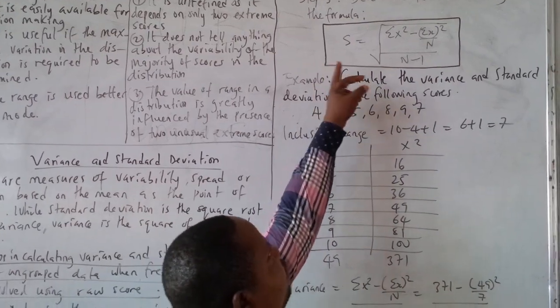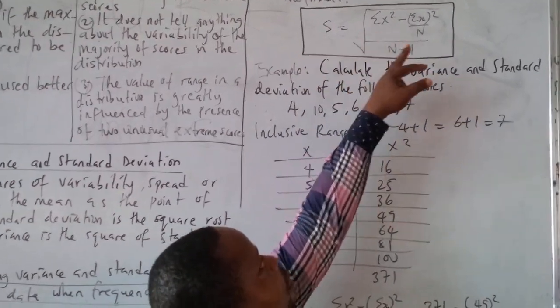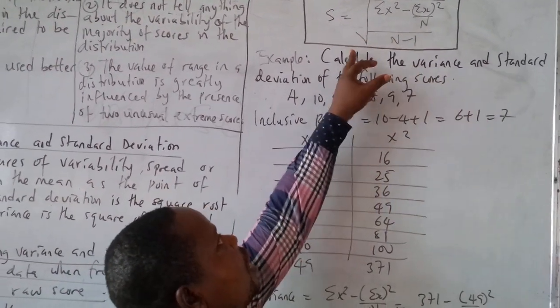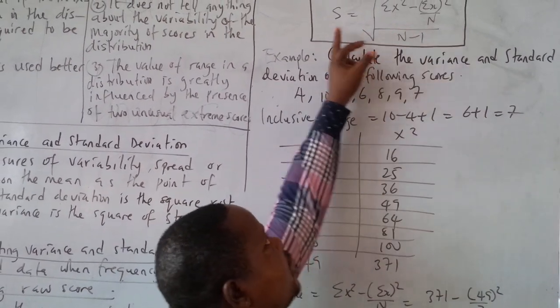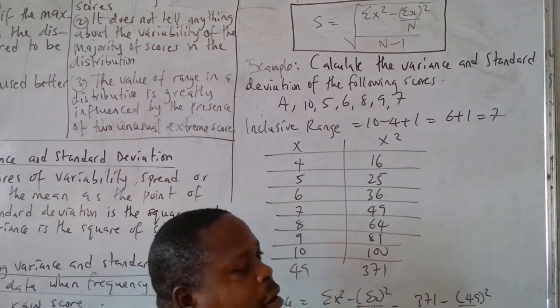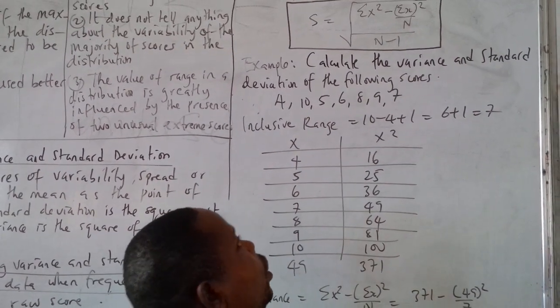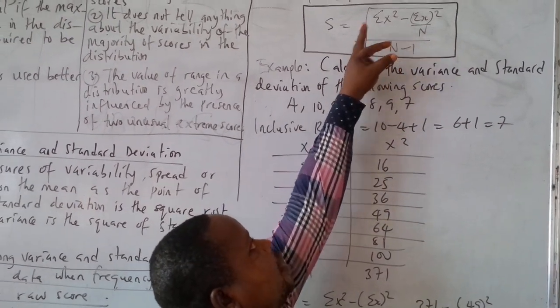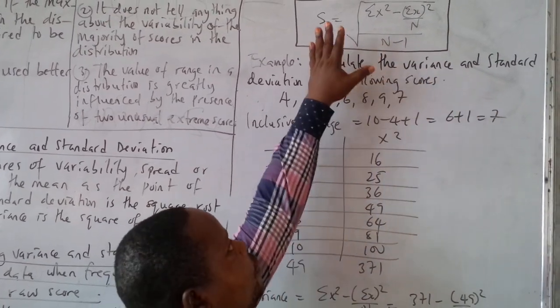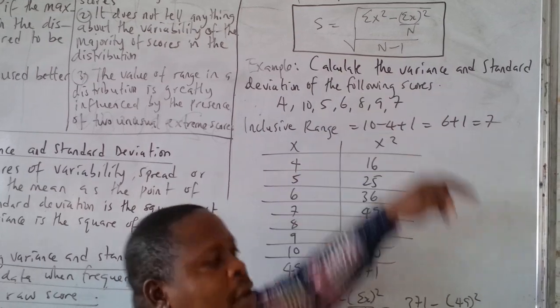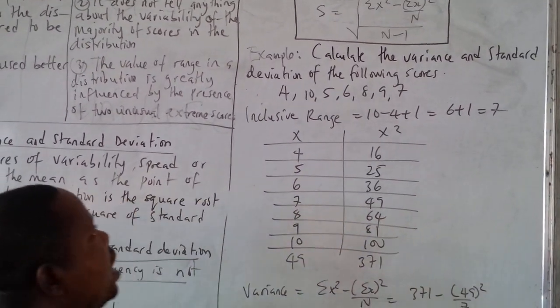Now look at this formula very well. If you remove this square root sign, it is variance. Now if you put this square root sign, it is standard deviation. Once again, if you remove this square root sign, the formula refers to variance. But if you leave it the way it is now, it is the formula for standard deviation.